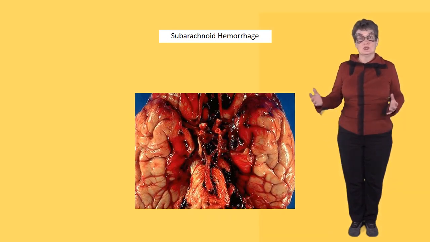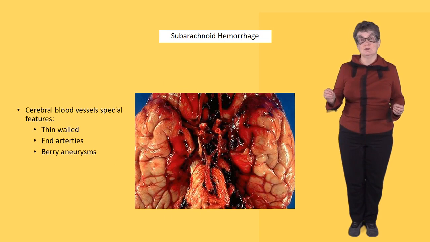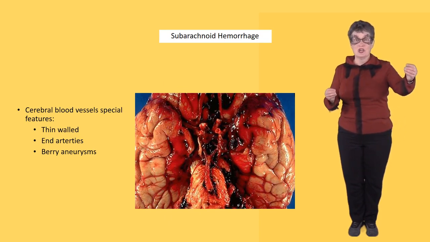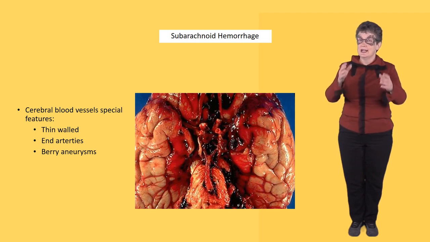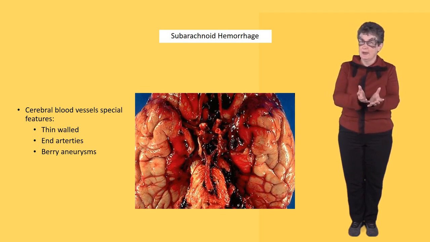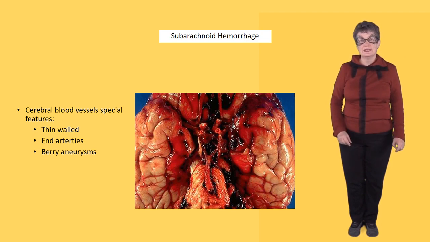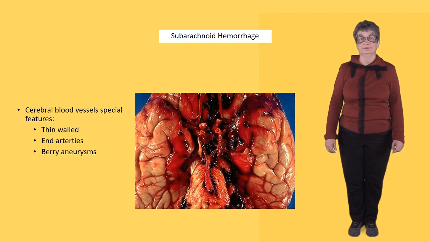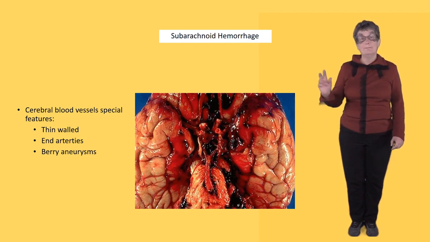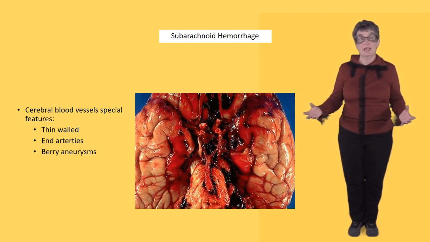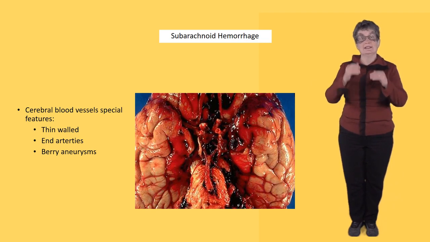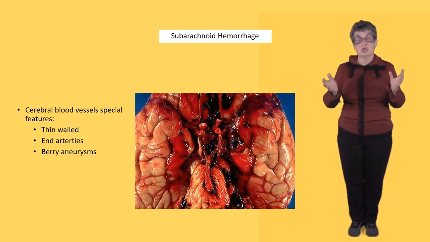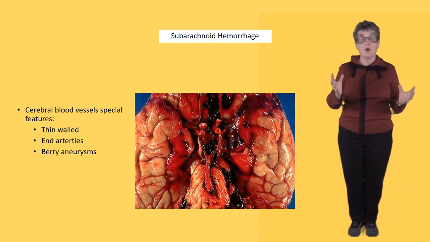Here's a brain showing the circle of Willis. Cerebral blood vessels are thin-walled. They're end arteries, which means they come directly off quite high-pressure vessels. And they have a special weak join, often in some people, where they branch. So this can give rise to many special features of hypertension in the brain. Berry aneurysms can cause subarachnoid hemorrhage. They're due to a congenital weakness where the vessels join, but hypertension makes this congenital weakness blow up like a balloon.